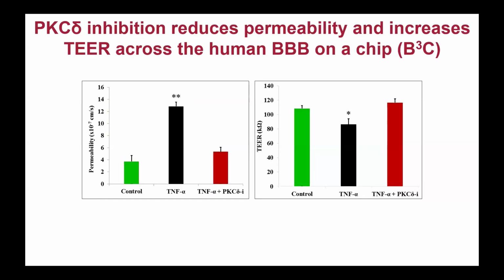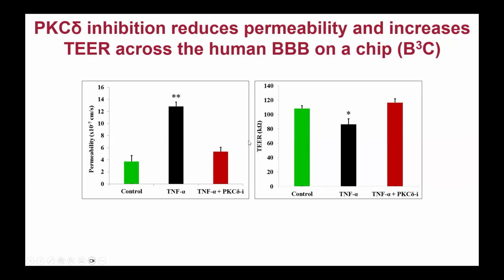And just a quick, again, this work is published, but just a quick summary of what we see in here. If you look at permeability in this system, the permeability is low under control condition. It increases when you treat it with TNF. And when we treat it with the PKC delta inhibitor, the drug I was talking about, it goes back down.